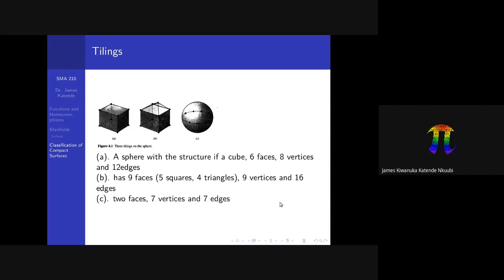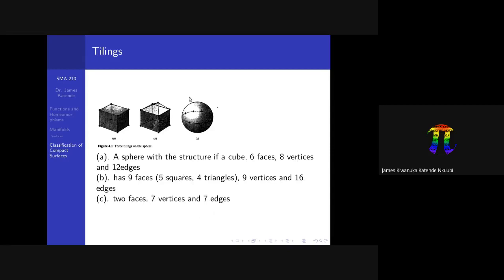It will have 5 squares. There'll be 4 faces that are up here, and then the base will be the fifth face. So that's 5 squares if you're working with a cube. Then if you look at the top, you have 4 triangles, so a total of 9 faces. The number of vertices will also be 9. And if you count all the edges, it will be 16.